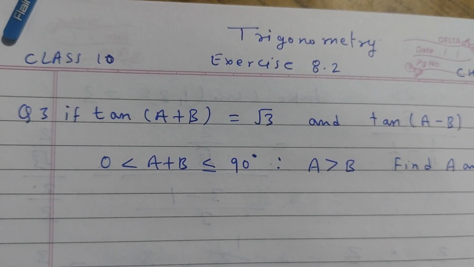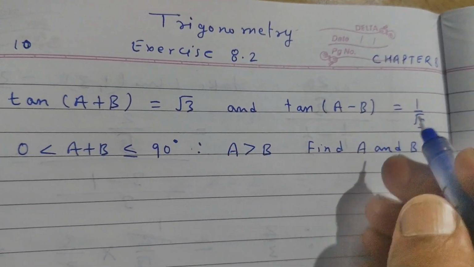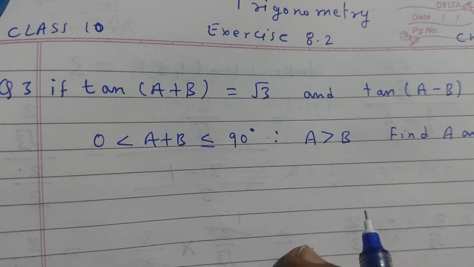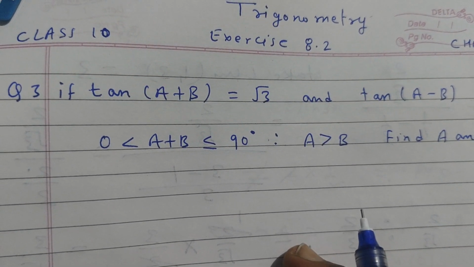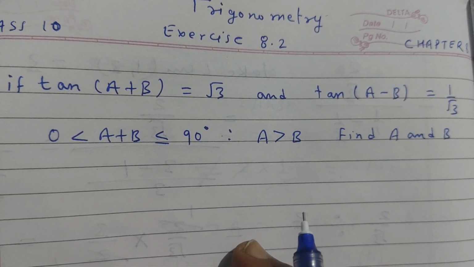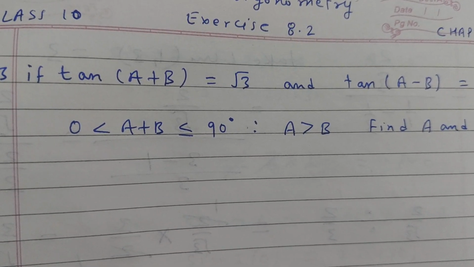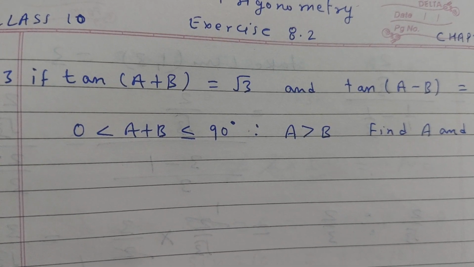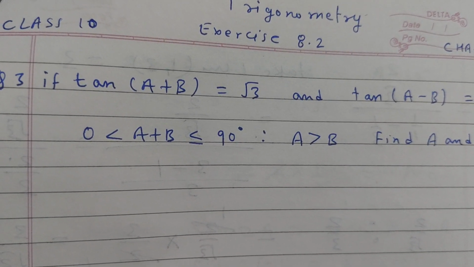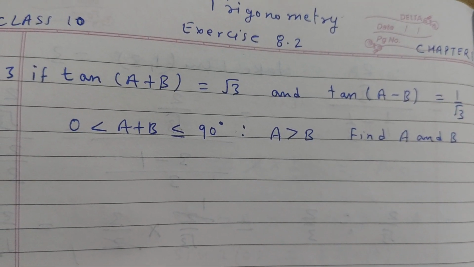Trigonometry, Class 10th, Exercise 8.2, Chapter number 8, Question number 3. If tan(A+B) is equal to root 3 and tan(A−B) is equal to 1 by root 3, where A+B lies between 0 and 90 degrees and A is greater than B, find the value of A and B.